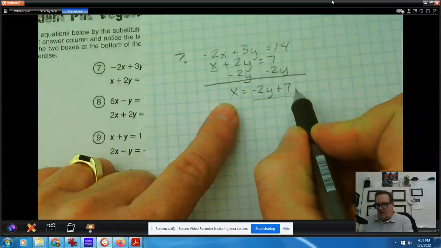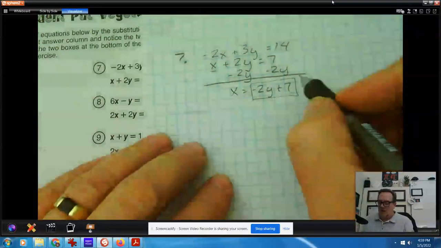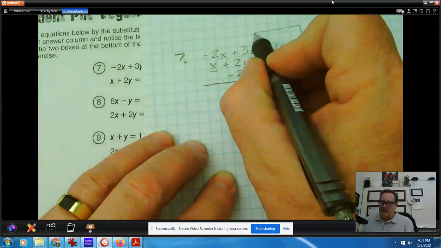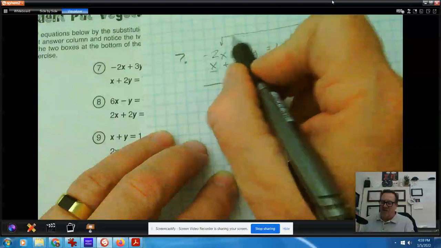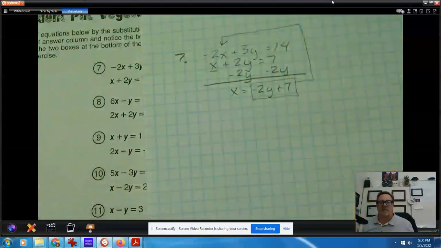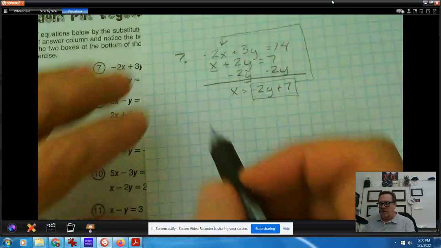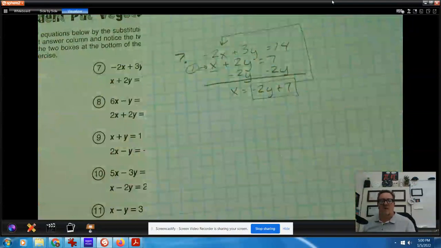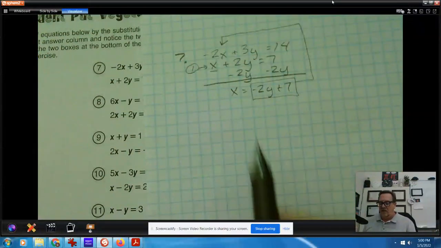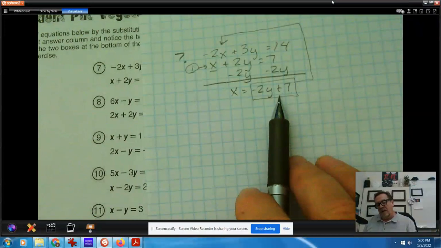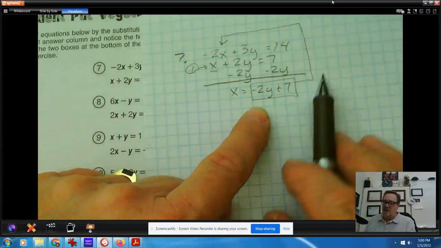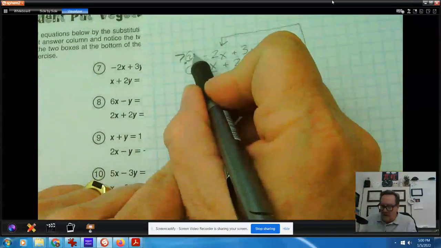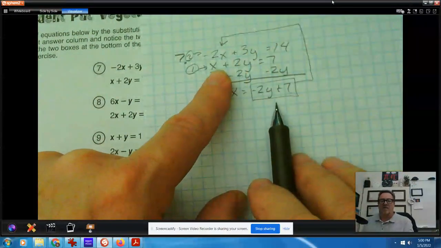So what we're going to do, because this is the substitution method, is we're going to take this negative 2y plus 7 and we're going to put it into the other equation where there was an x, okay? So what we do is we take one of our equations, this one right here, for example, and we solve for a variable. Once we get the variable by itself, we put what it's equal to into the second equation, let's call it 2, and replace that variable there.